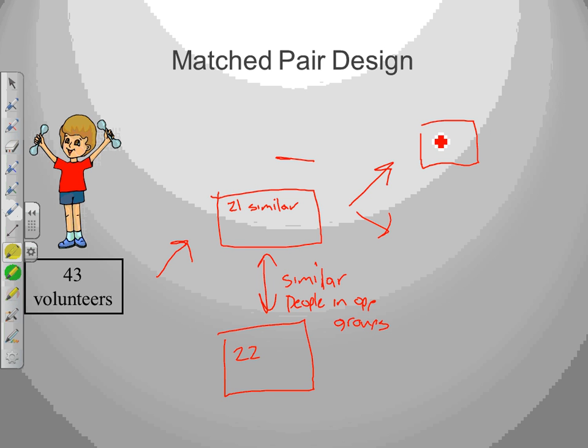So 21 similar, they're going to receive, maybe 10 of them are going to go the heavyweights. 11 is going to go the moderate. Well, you have to do the same thing and match up.